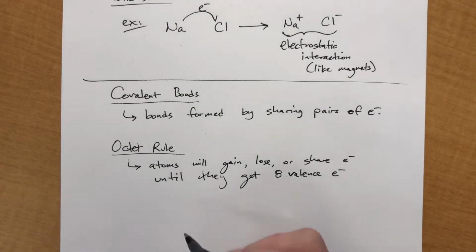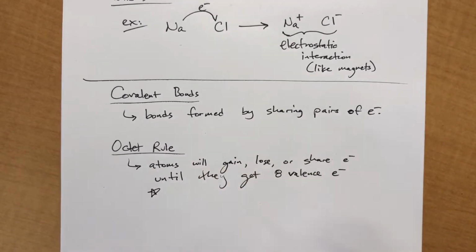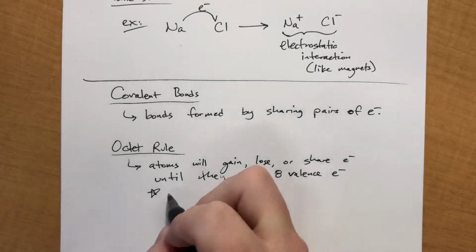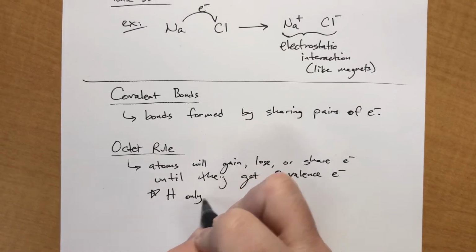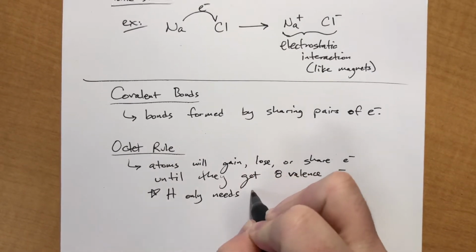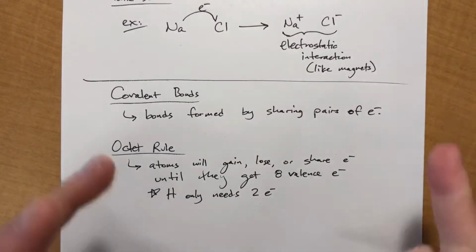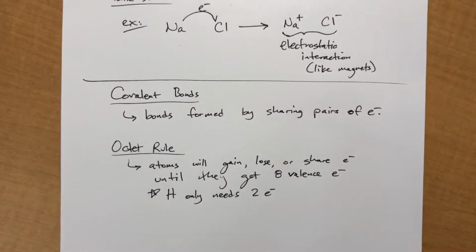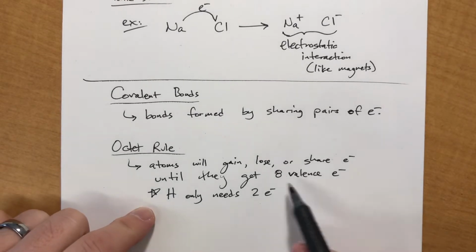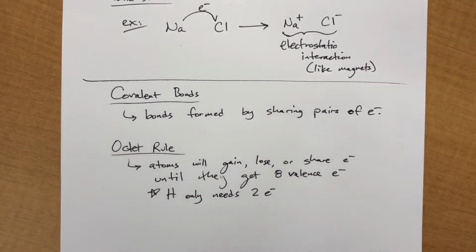Okay. The exception to this is not actually in the d block this time. It's actually hydrogen. Hydrogen only needs 2 electrons to be considered to have an octet, which is why the term octet is not appropriate for everything. But literally every element on the periodic table, except for hydrogen, will try to shoot for 8 valence electrons.